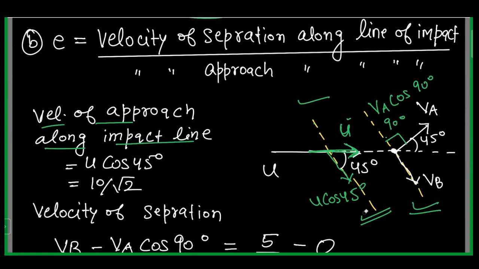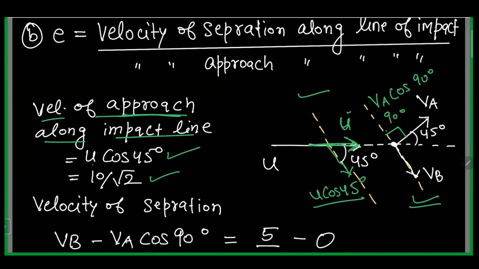So what is your u in the direction of the line of impact? It will be u cos 45. And u is given as 10 and cos 45 is 1 by root 2. So your velocity along the yellow line, or along the line of impact, will be 10 by root 2. This is your approach velocity, the speed with which it was coming.